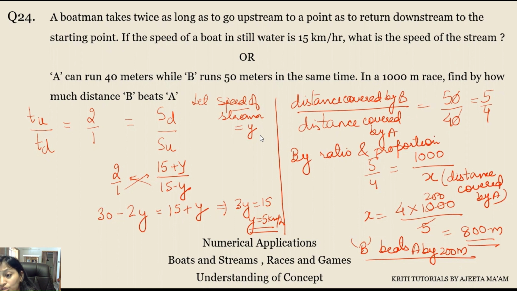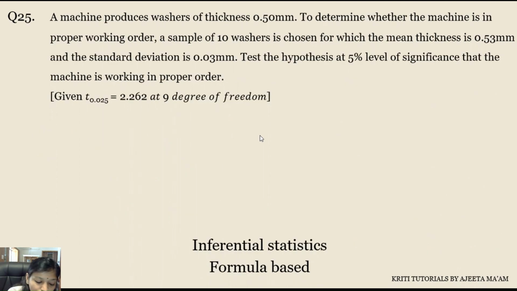So both the questions are easy and they are from the first unit. You can attempt any one of them, right? Now let's move to the next. Now, this is the last question for the section. That is, we have inferential statistics. This question is based on the t-test, right?